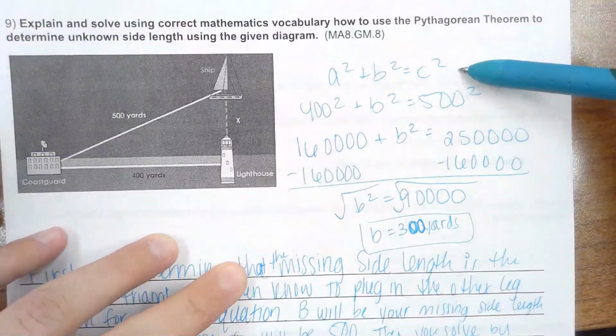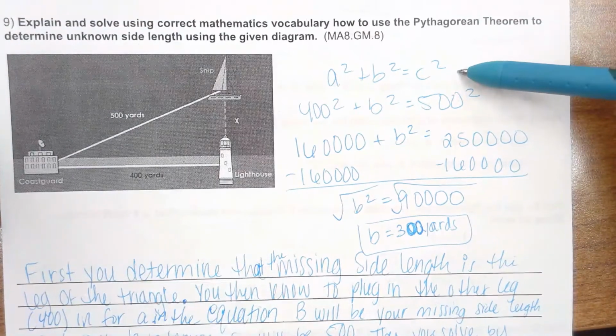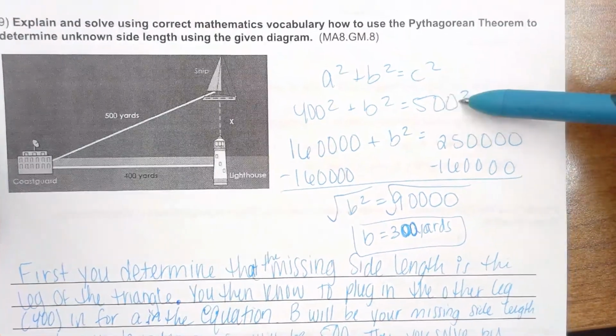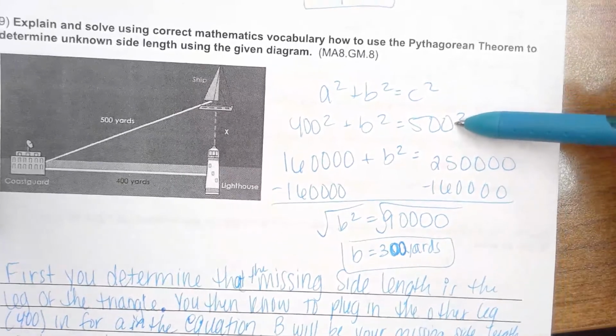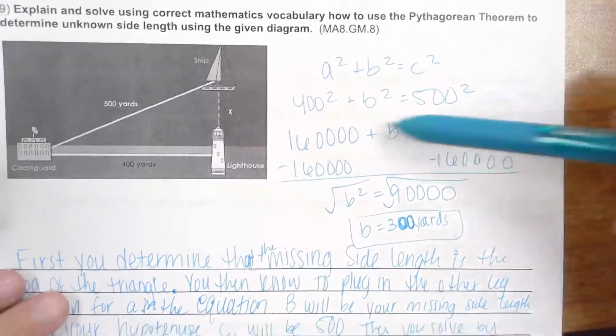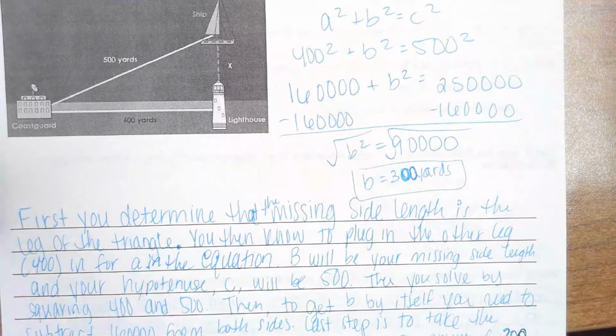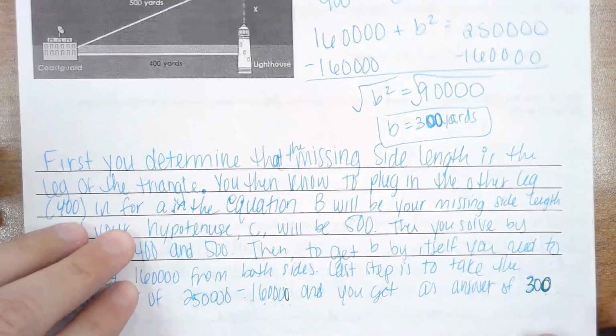Tell me that Pythagorean theorem is a squared plus b squared equals c squared. Tell me how you knew to plug in 400 for a leg and how you needed to plug in 500 for c, and then just tell me the process. So just take it step by step and then write that into sentences. Okay? All right, so you guys can pause the video if you don't have that done yet. Moving on to the next page here.